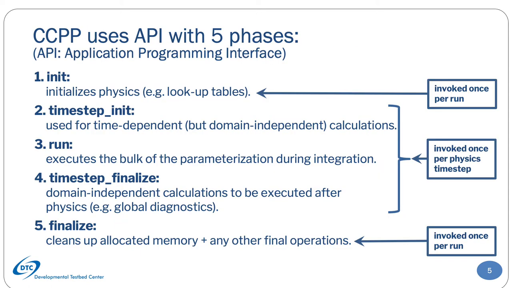CCPP uses the application programming interface with five phases. Init initializes the physics, invoked once per run. Time step init, used for time-dependent but domain-independent calculations. Run executes the bulk of the parameterization during integration. Time step finalize, domain-independent calculations, which are executed after physics. The time step init, run, and time step finalize are invoked once per physics time step. And then finally, finalize cleans up allocation memory and other final operations, and that is invoked once per run.